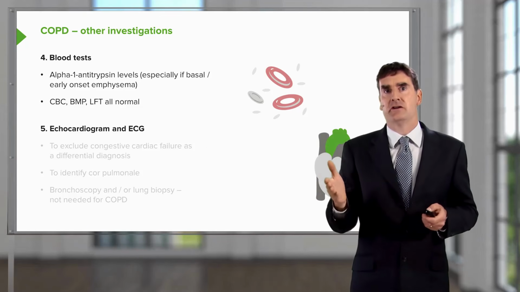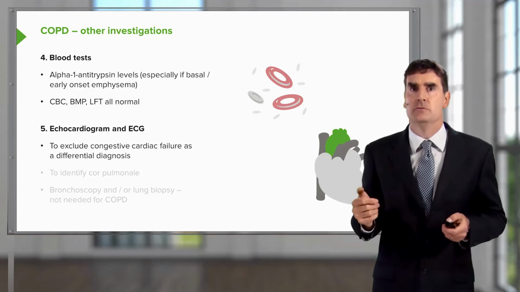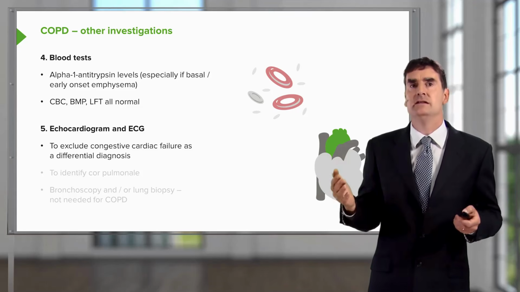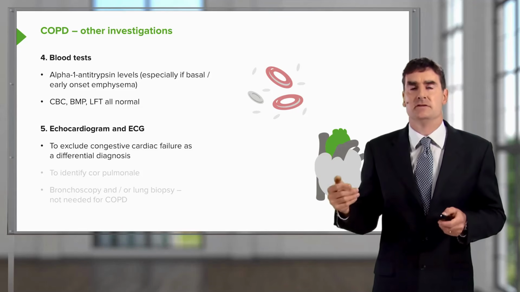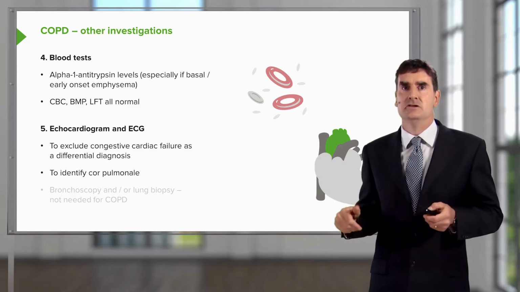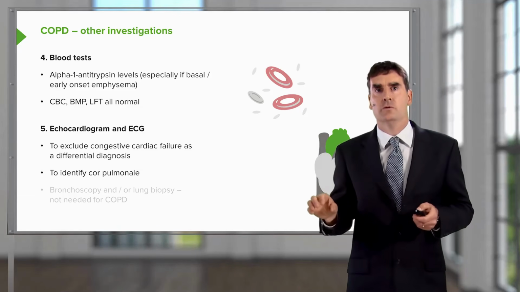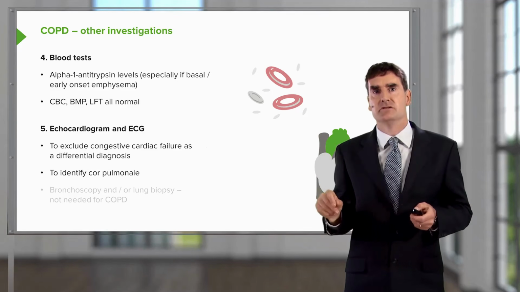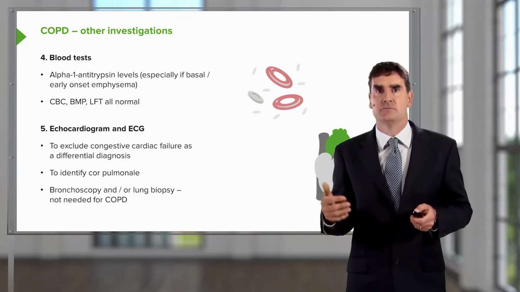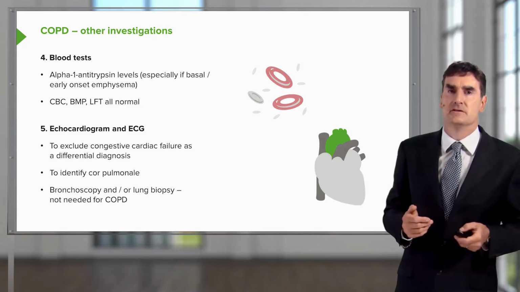Some patients you need to do an echocardiogram and ECG, and there are two reasons for that. One, the main differential diagnosis for somebody with COPD would be cardiac breathlessness, congestive cardiac failure, or a valvular problem such as aortic stenosis, and you may need to exclude that as a cause of their breathlessness. The other reason is that patients with chronic hypoxia may develop cor pulmonale, and you need an echocardiogram to measure the pulmonary hypertension that could be present in those circumstances. Invasive tests such as bronchoscopy or lung biopsy are not needed for patients with COPD. They're not needed for diagnosis at all.